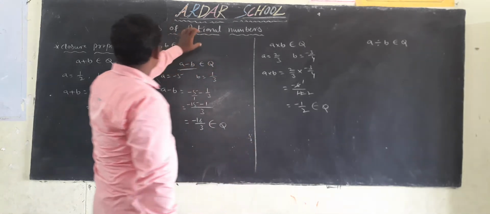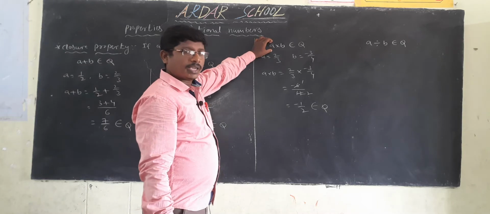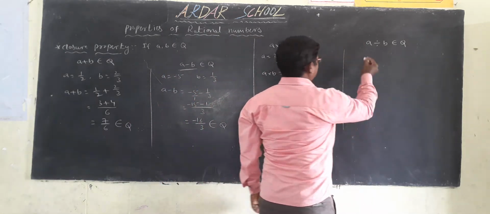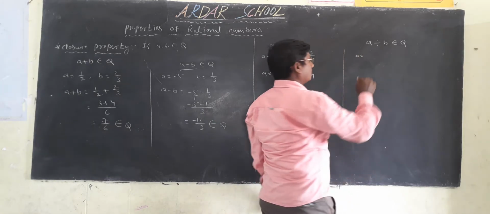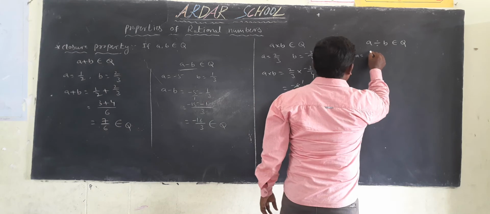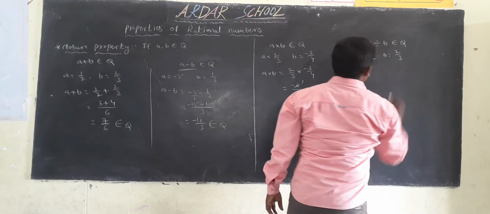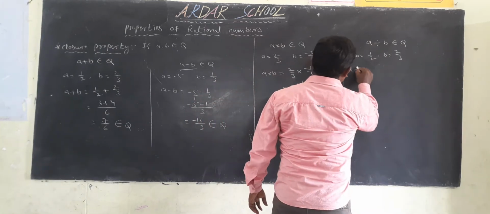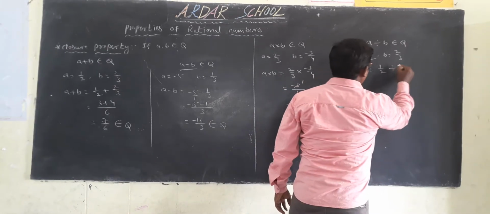So rational numbers satisfy closure property under multiplication. Okay, next I am going to division. Here a is equal to 1 by 2, b is equal to 2 by 3. So a divided by b is equal to 1 by 2 divided by 2 by 3.